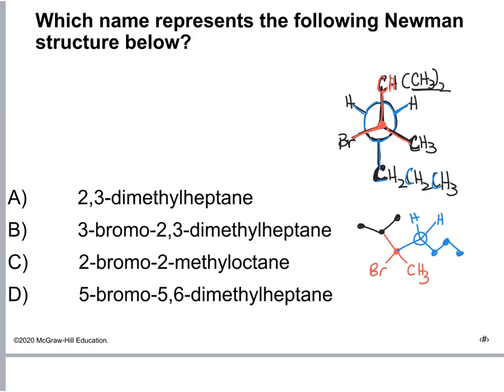All right, now you can do your naming where you find the longest chain. 1, 2, 3, 4, 5, 6, 7. Okay, that's 7. Heptane. And then 1, 2, 3, 4, 5, 6, 7. So we got 2,3-dimethyl and 3-bromo heptane.